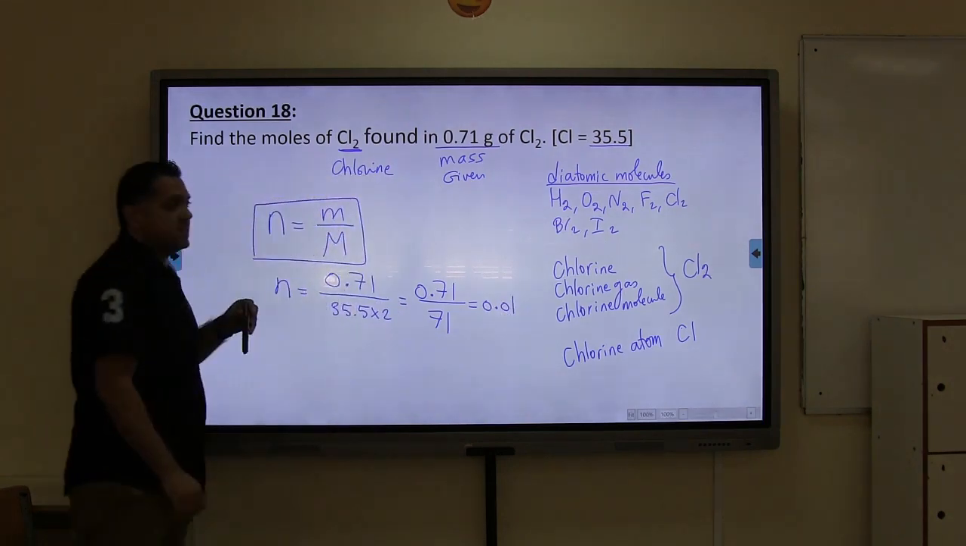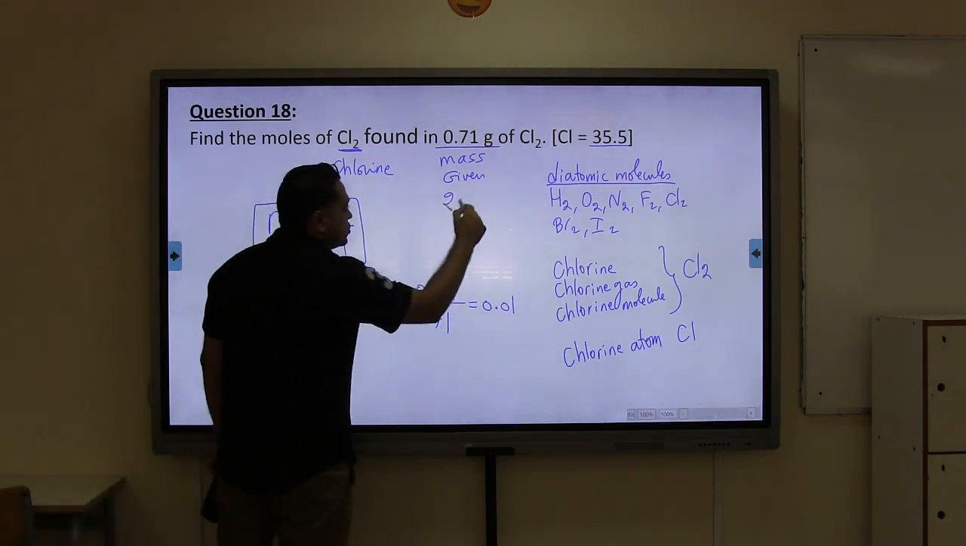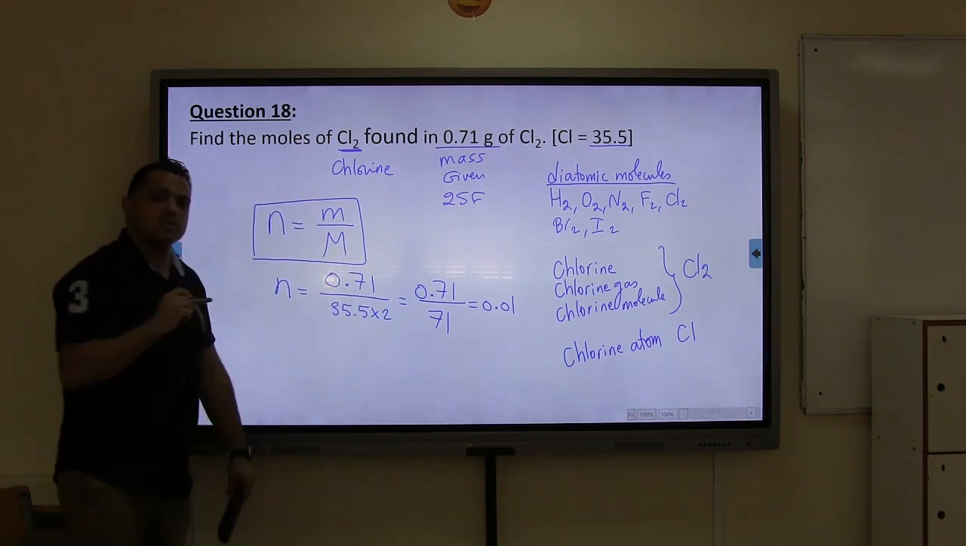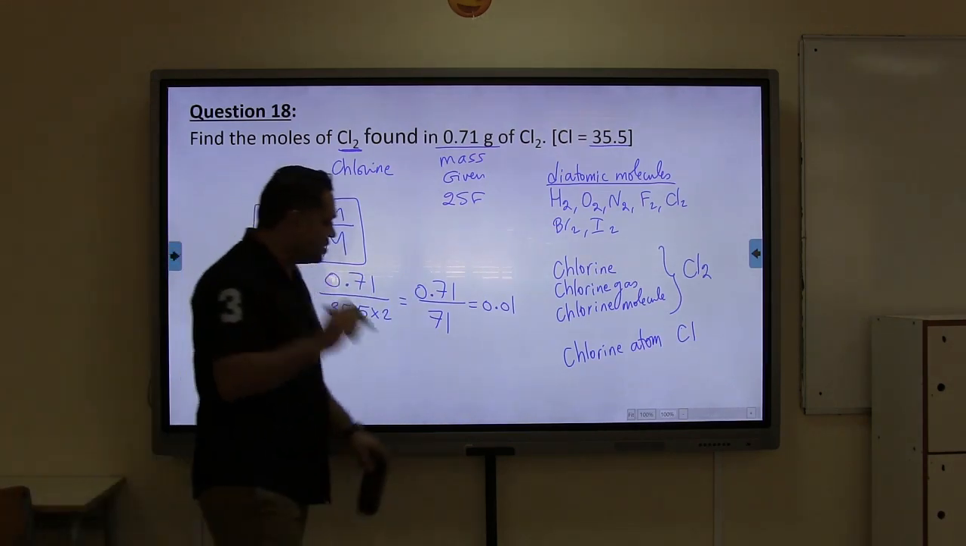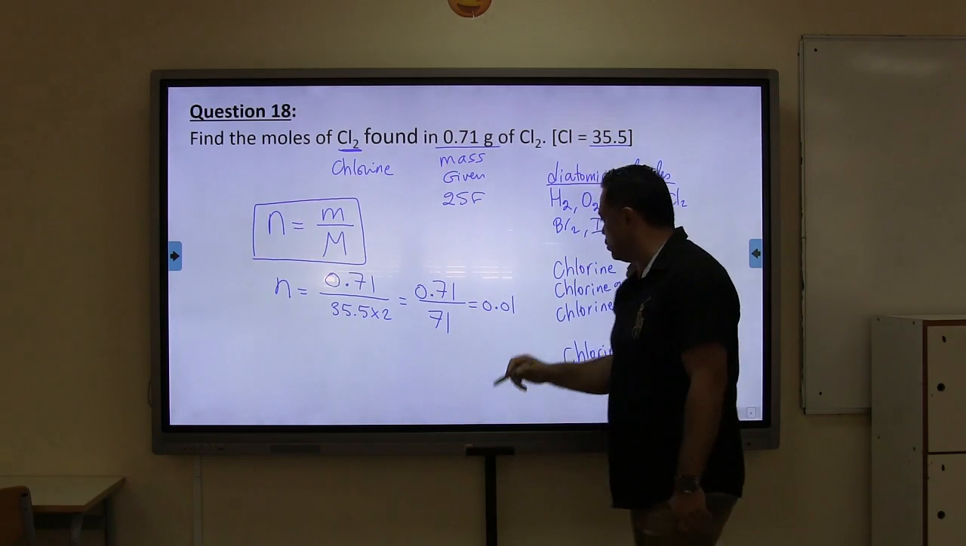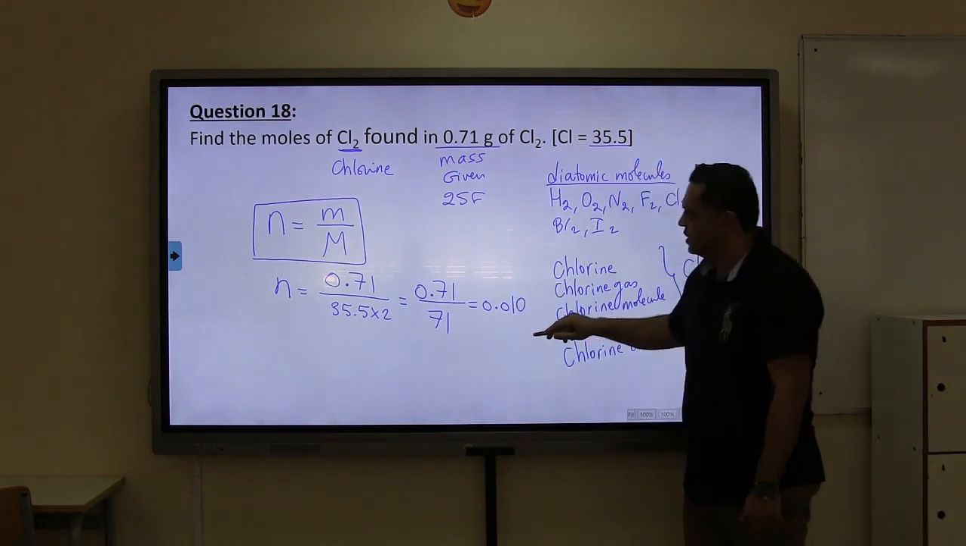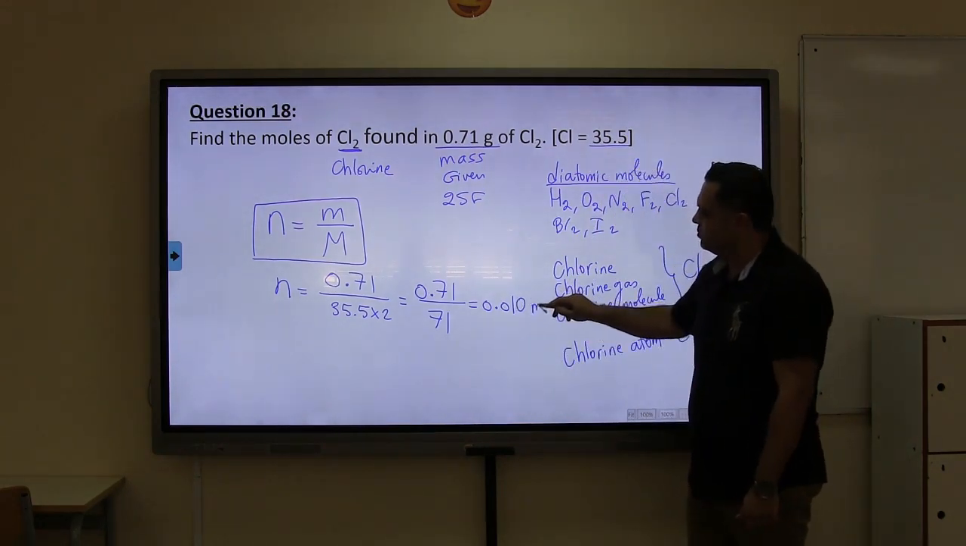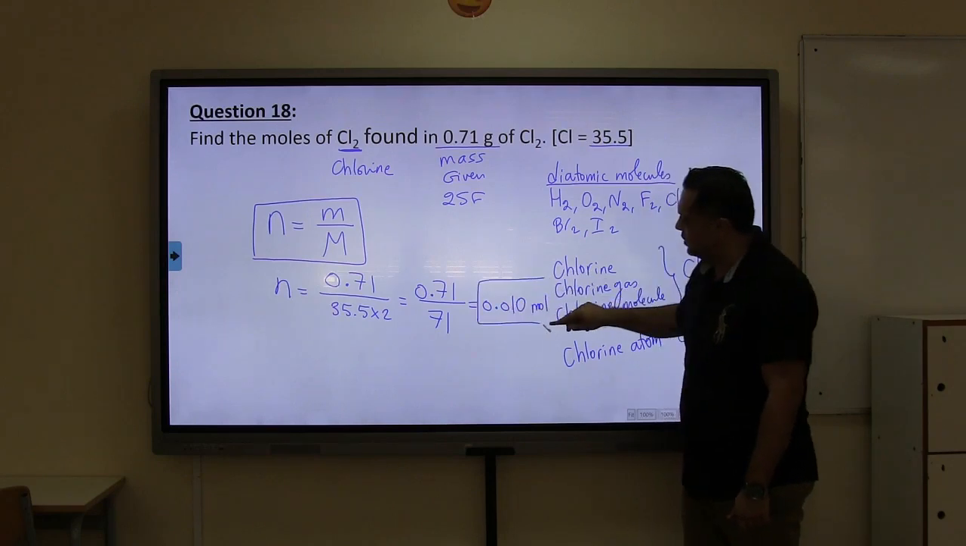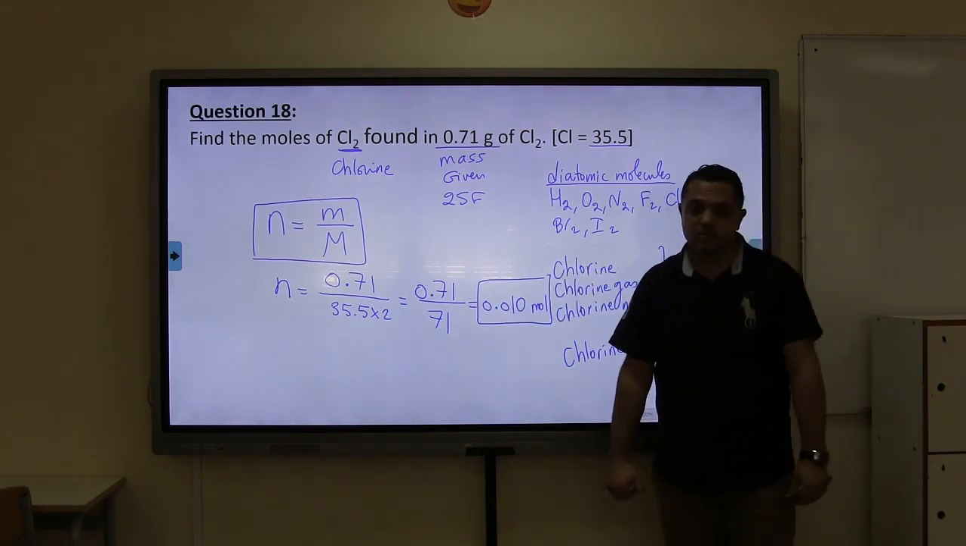0.01. But since the given is two significant figures, my answer should be two significant figures. So it will be 0.010 moles. And this will be the final answer. Two significant figures.